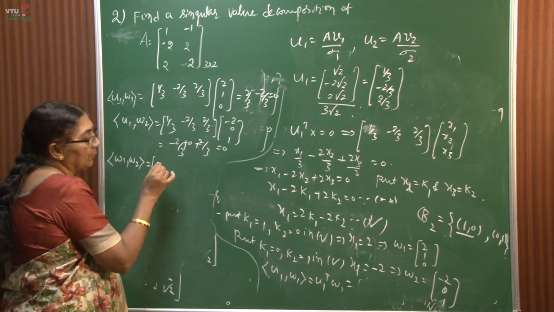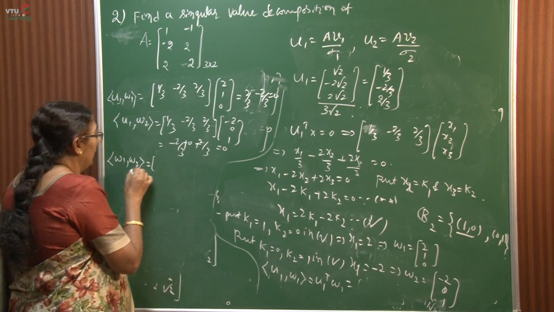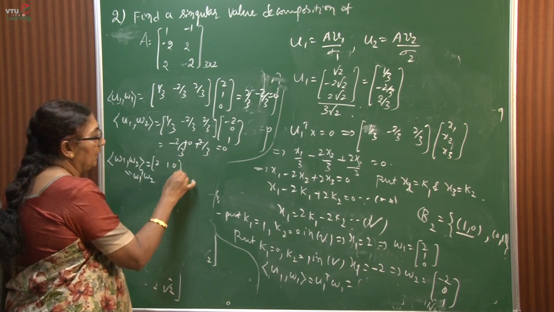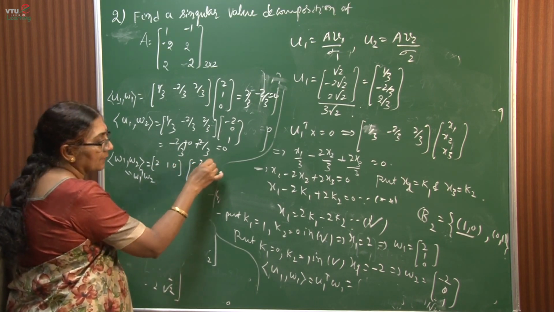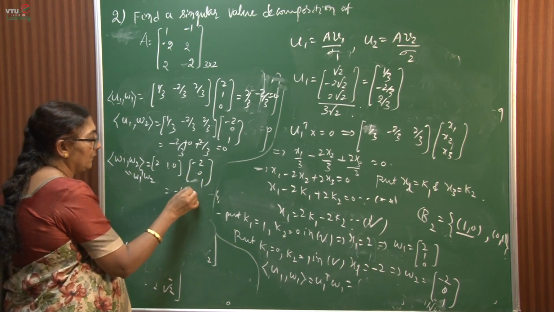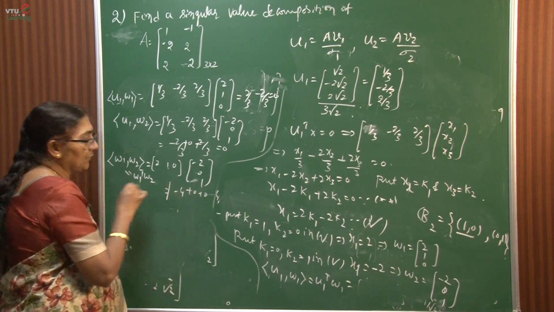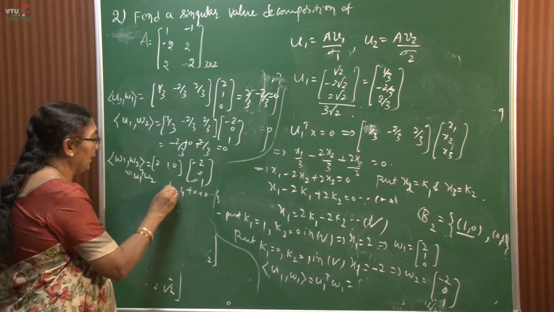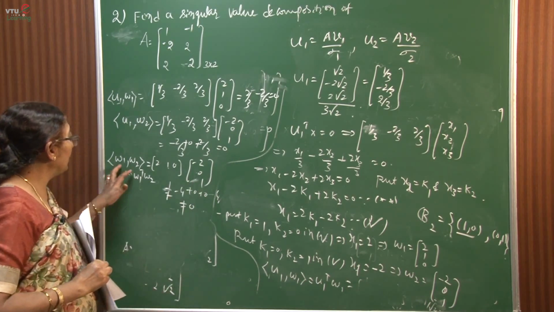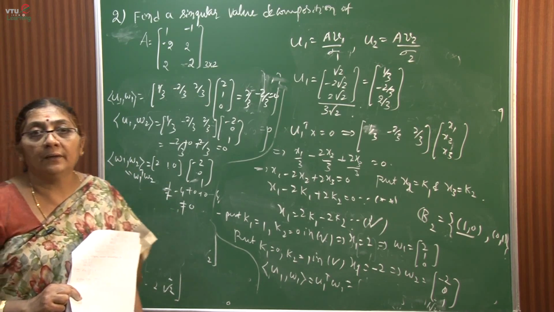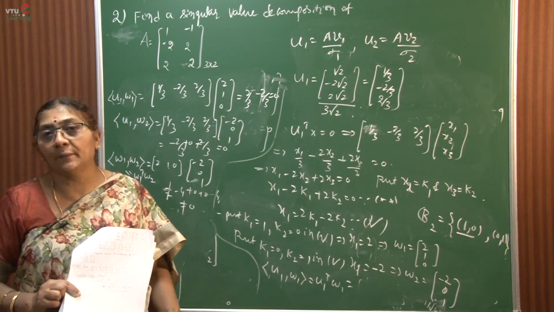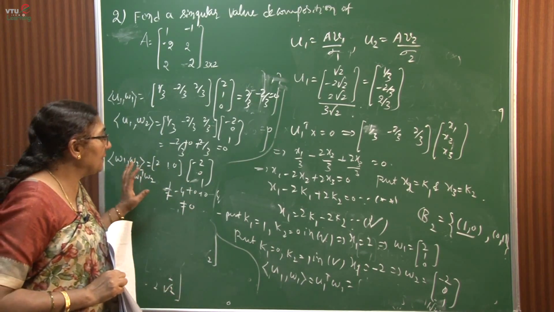What is that? W1 transpose into W2. 2, 1, 0 with minus 2, 0, 1. Multiplied: minus 4, 1 into 0 is 0, and 0. It is not equal to 0. We get minus 4. This shows that these 2 vectors are not orthogonal. But the vectors you need, U1, U2, U3, must be orthogonal and normalized.